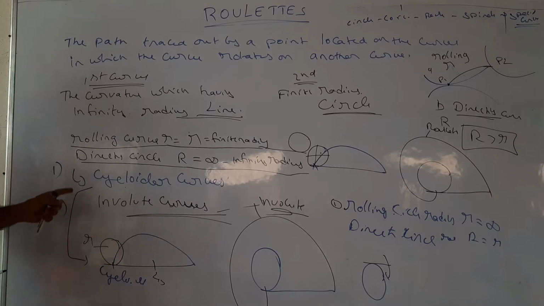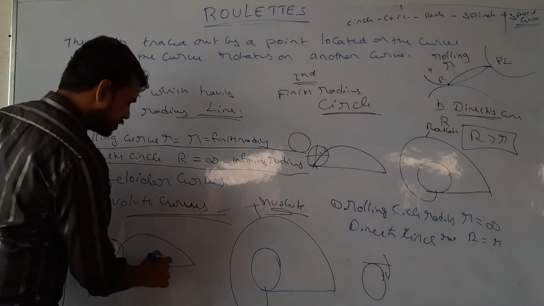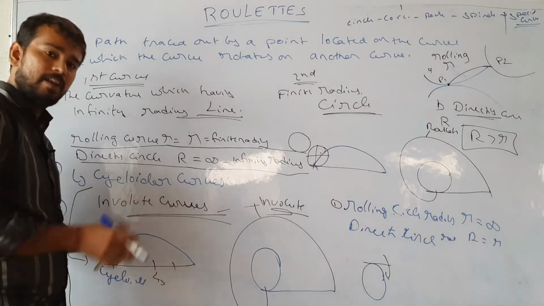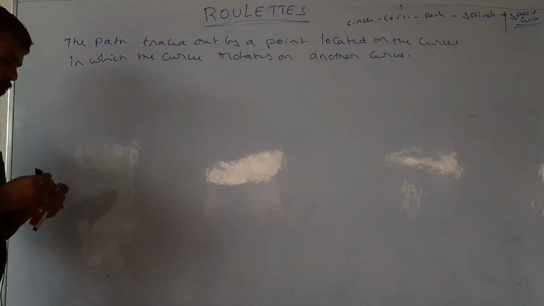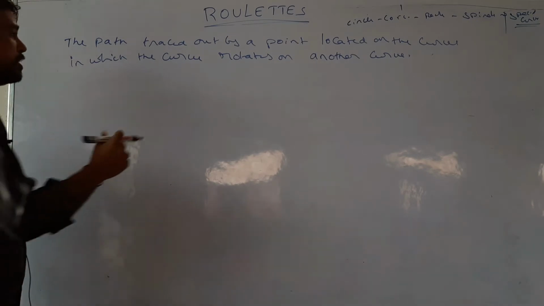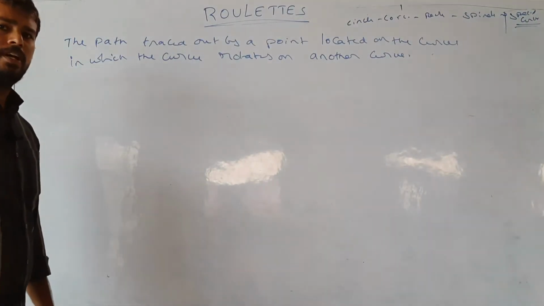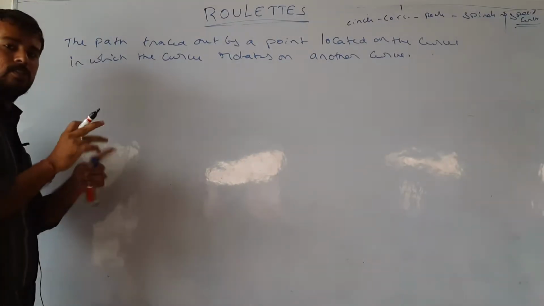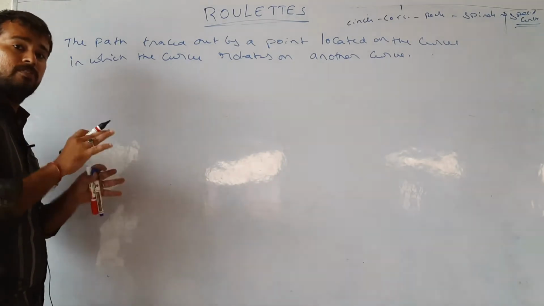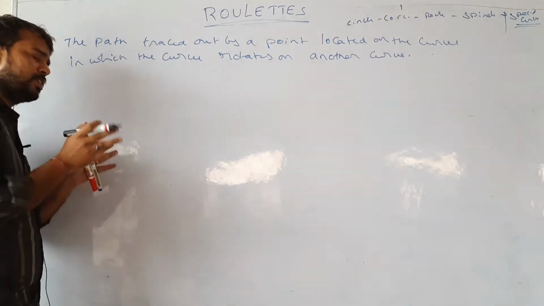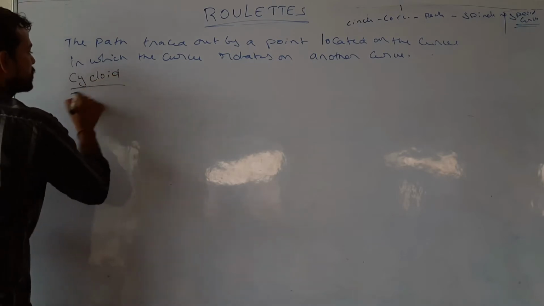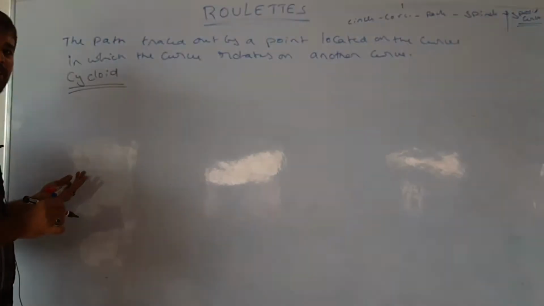Sir, what if there is no concept of infinite radius, and both are circles? I will let you know now. In our previous condition we looked at cycloid and involute. Now I will tell you what if both curvatures are circles only. If both curvatures are circles, only cycloid is possible, involute is not possible. So I'm going to put this condition in cycloid only.